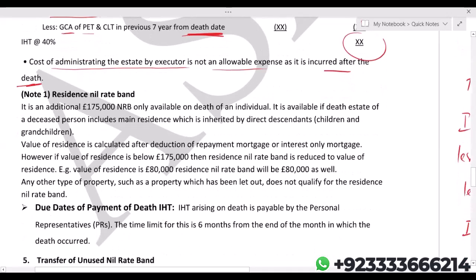Okay, on death estate, there's one more nil rate band, that is the residence nil rate band, 1,75,000. It is an additional 1,75,000 nil rate band only available on the death of an individual. It is available if the death estate of a deceased person includes a main residence which is inherited by the direct descendants. Direct descendant means children and grandchildren.